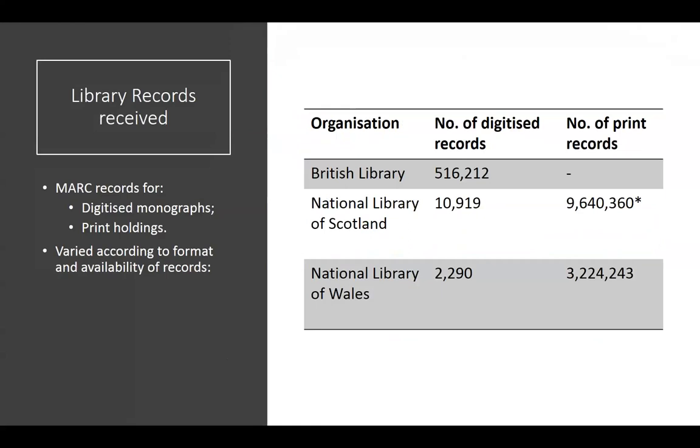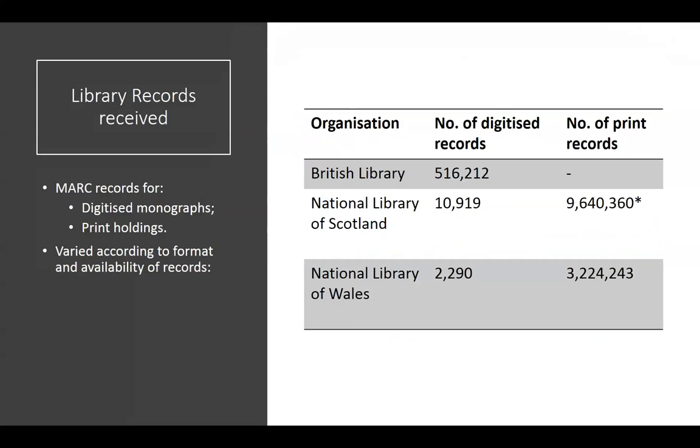We sourced the MARC records for digitized texts from the various partners. So the British Library, you can see, is a huge number. They gave their 19th century monograph collection. So this was digitized, I think, as part of the Google Books and part of the Microsoft digitization efforts a while back. So just over 500,000 records came from the British Library.